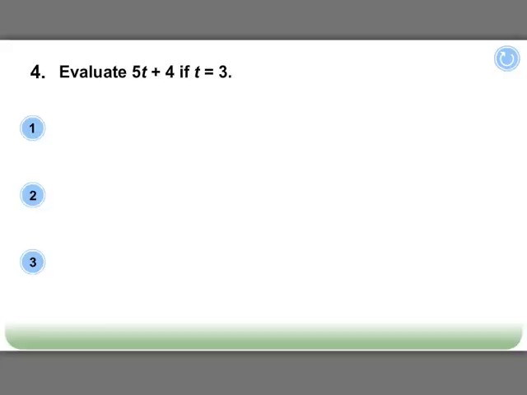Or half of 6 is 3. Okay, now we're going to evaluate 5t plus 4 if t equals 3. Now remember, that's really 5 times t plus 4, where t equals 3. And if we're using our PEMDAS, we already know we have to multiply before we would add. So we're going to do 5 times 3 plus 4.